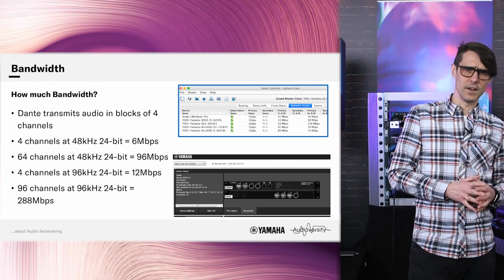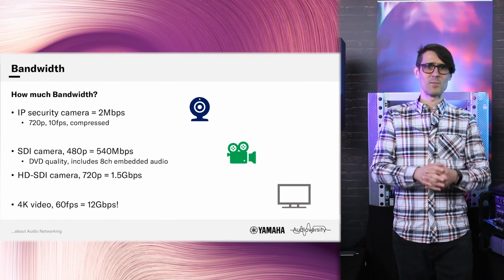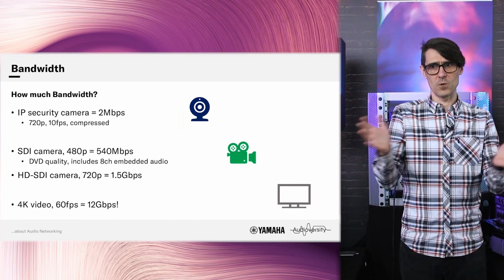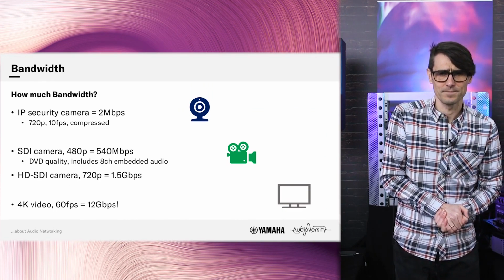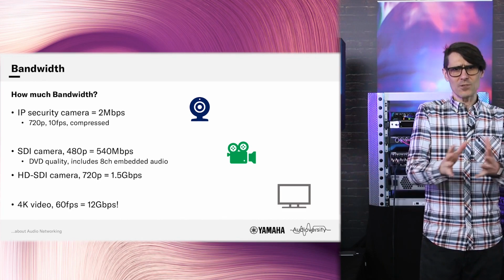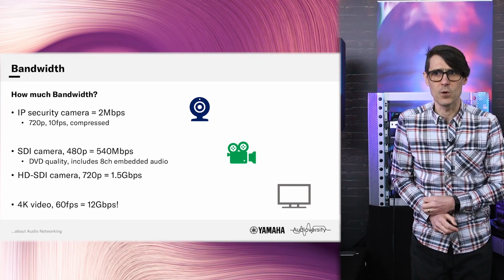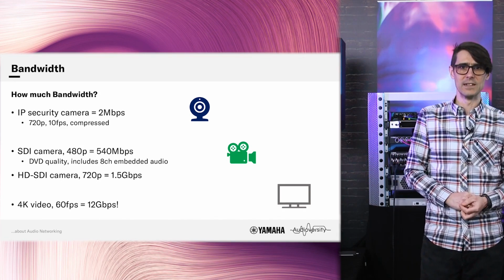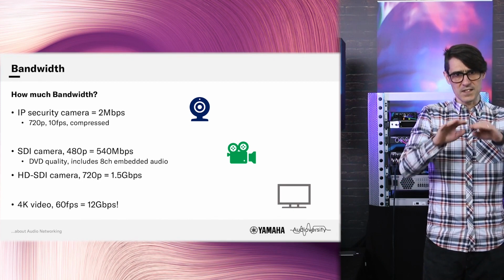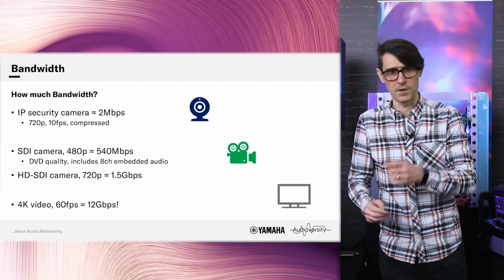Let's compare that to video. How much bandwidth does video take? Well, a typical IP security camera will take just 2 megabits per second. It's going to be quite heavily compressed. An SDI camera at 480p, that will take about 540 megabits per second. That's DVD quality, including 8-channel embedded audio. A HD SDI camera at 720p, that'll be about 1.5 gigabits per second, uncompressed.